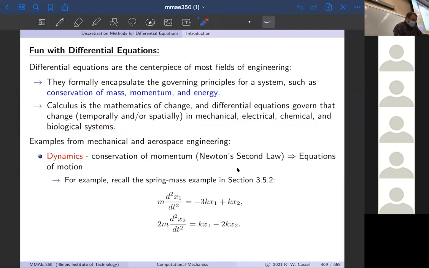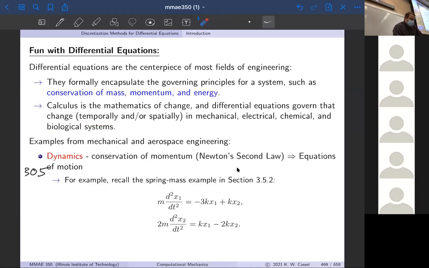So in MMAE 305 dynamics, it's all about Newton's second law, right? F equals ma, which we've grown up with. We've been seeing F equals ma ever since high school. F equals ma this, F equals ma that, whether it's the planets orbiting around the sun, me dropping my iPhone on the ground, or me tossing a projectile towards home plate, whatever it is, it's always F equals ma. So that's dynamics, 305.